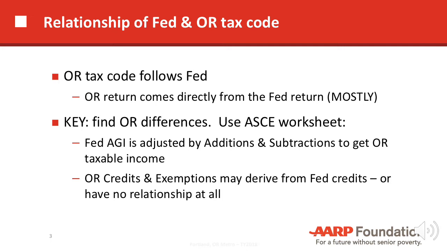While that's happening behind the scenes, we'll focus on the key differences between Oregon tax and federal tax by using the ASCE worksheet. I will be referring to the ASCE worksheet throughout this module, so you might want to have a hard copy or have it open on another screen. We'll use the information from the worksheet and from the taxpayer to take the federal AGI and make the necessary additions and subtractions to arrive at the Oregon taxable income.